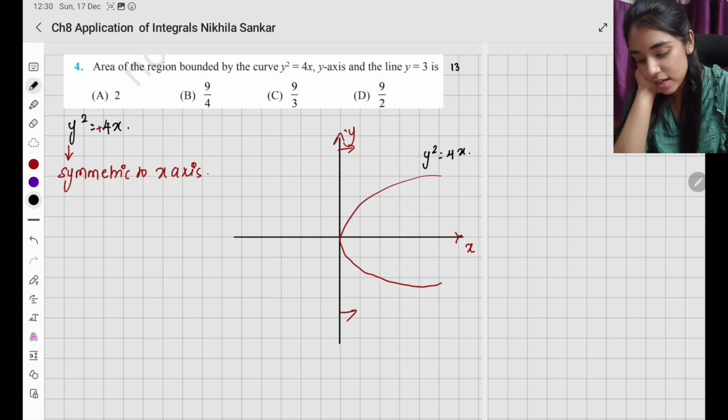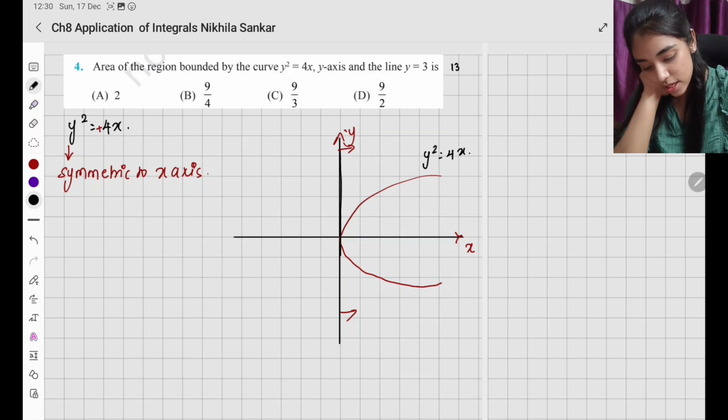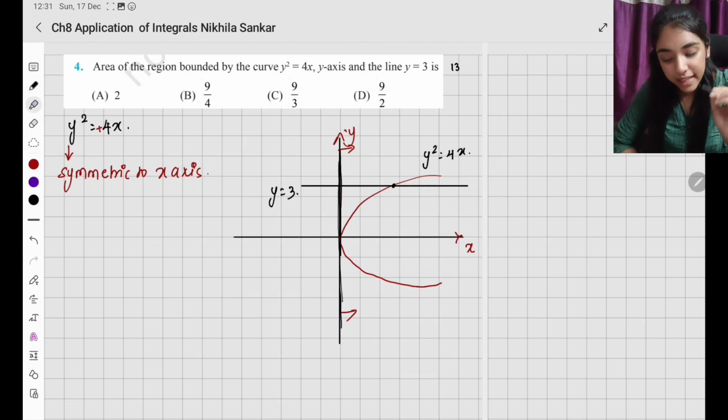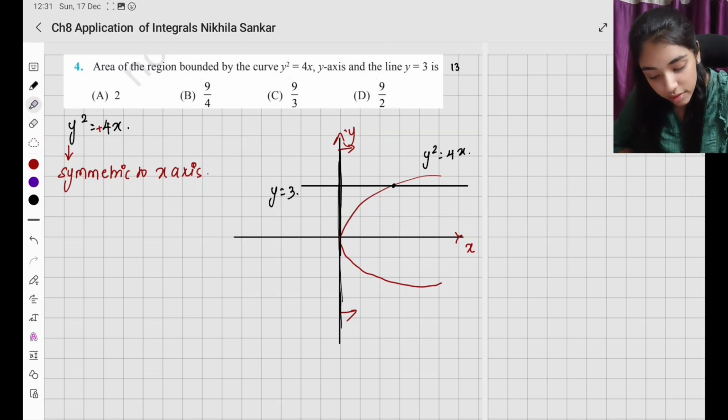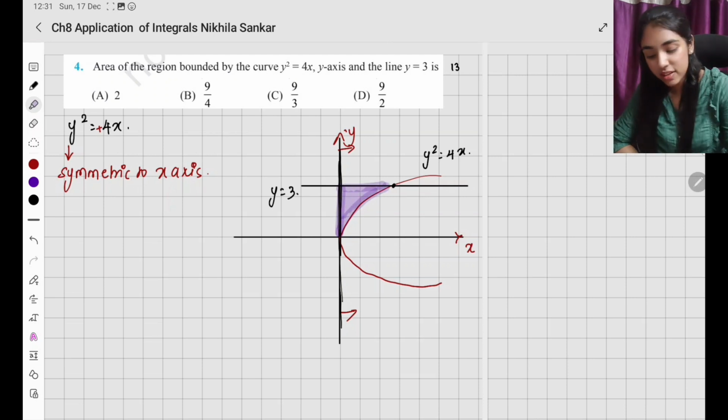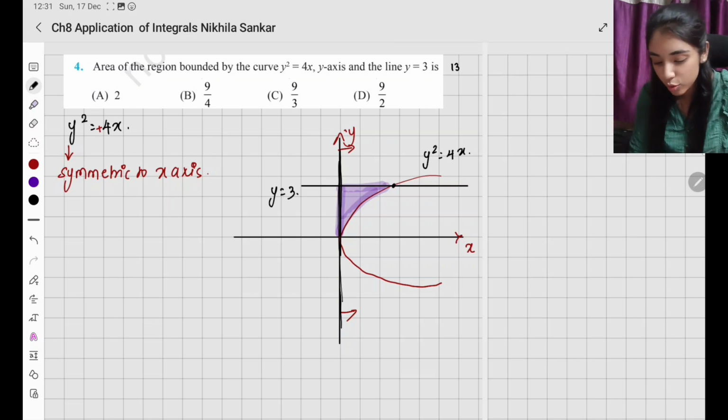Now what else is he asking? And the y-axis. So he is asking for this particular axis. So the y-axis and the line y equals 3. Now where does y equals 3 go? So I'll draw a line. So this is going to be y equals 3. Okay. They're basically asking for the area of the region bound by the curve y square equals 4x, the y-axis, and y equals 3. So they are asking for this particular shaded region. Okay, be careful about which region is shaded.